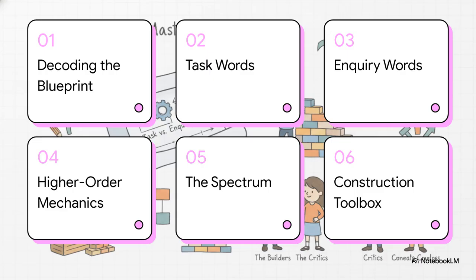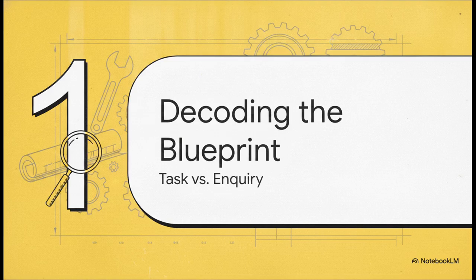So, here is our blueprint for today. We'll start by decoding the blueprint, then look at the builders, which are your task words, followed by a deep dive into inquiry words. From there, we hit the critics for those higher-order mechanics, navigate the spectrum, and finally open up the construction toolbox. All right, Section 1, Decoding the Blueprint, specifically looking at task versus enquiry.